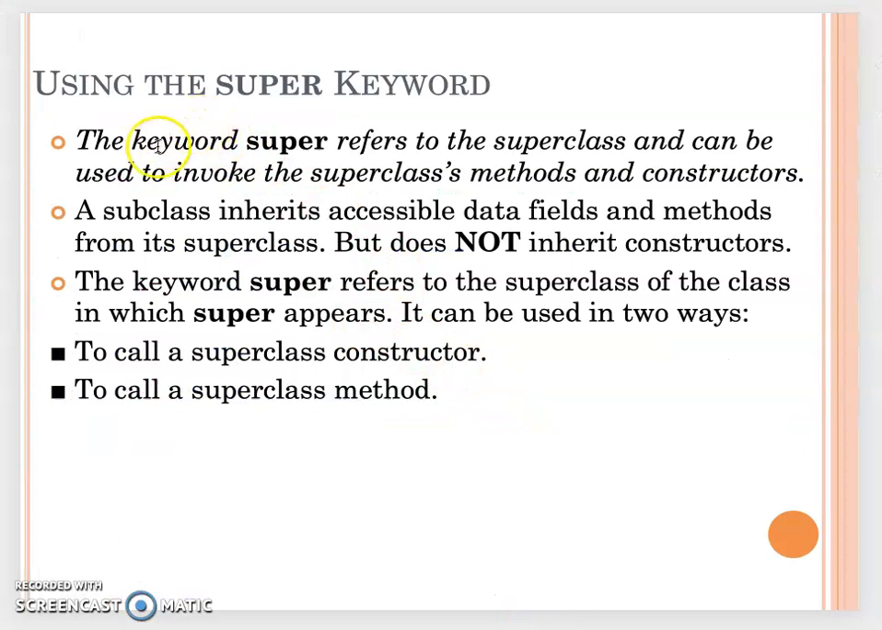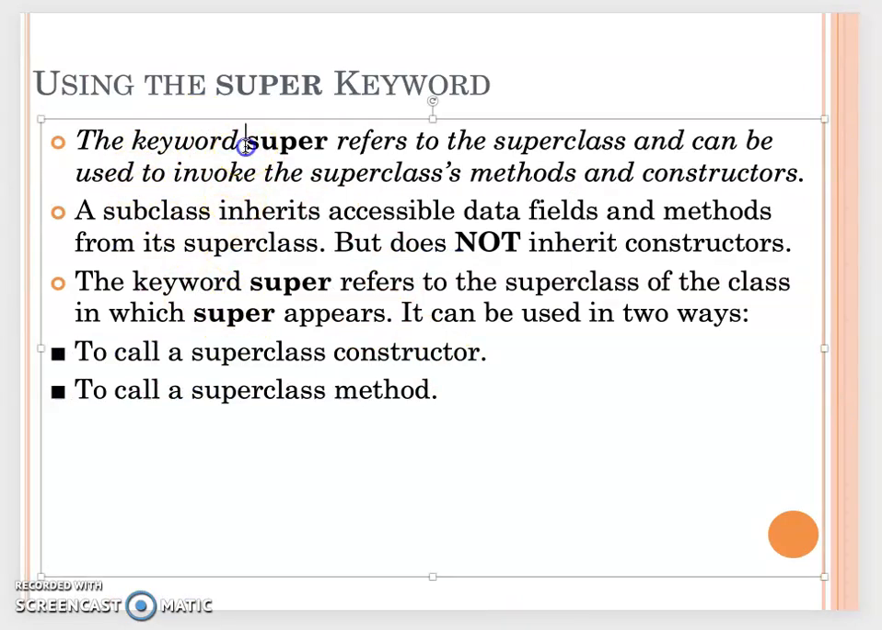Okay, so now let me go back to the PowerPoint file, then I go back to the code. When we talk about the super keyword, it refers to the superclass and can be used to invoke the superclass method and the constructor. Later I will show you the constructor. Earlier we showed you the superclass method, so that's why we can do super.setColor.